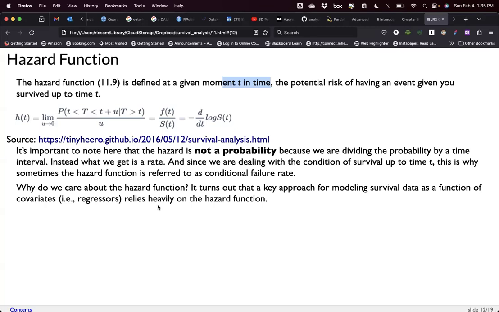So why would you care? Why do you care about this? Why are we talking about this? Well, it turns out that a key approach for modeling survival data as a function of covariates, in other words, regressors, relies heavily on the hazard function, okay? So if we want to model, with covariates, the hazard function of those patients achieving the event of death because of their condition, dictated by sex, dictated by the tumor, dictated by certain factors, then we need this function, okay?